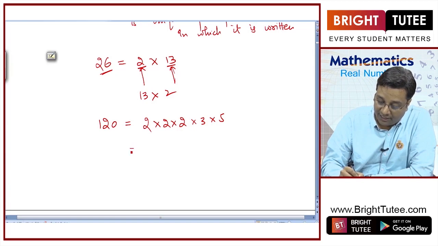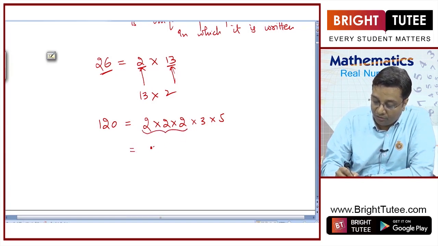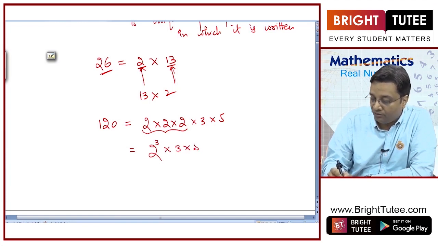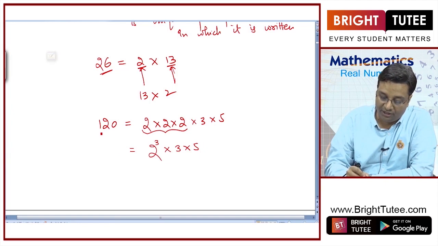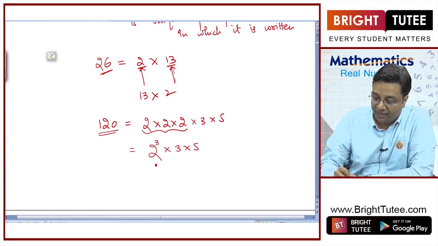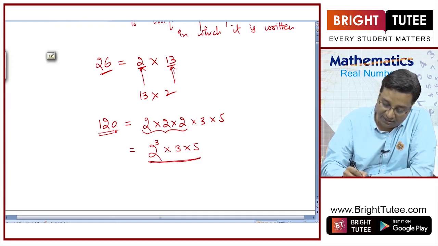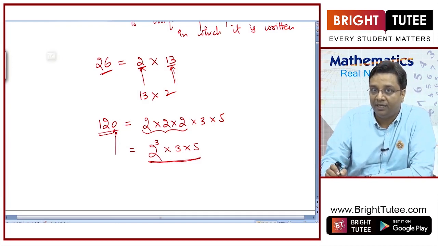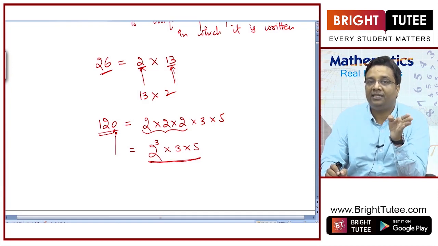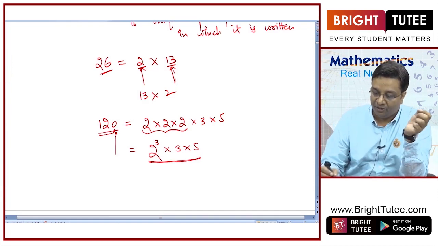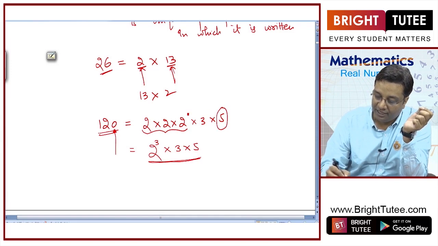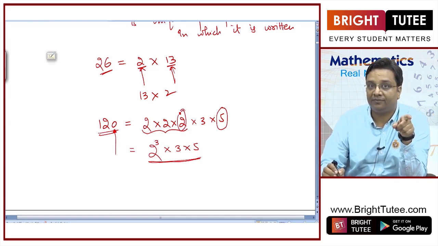Now you can write this in compact form by writing 2 into 2 into 2 like 2 raised to power 3 into 3 into 5. So this is the factorization of 120, and this is a unique factorization. And you should notice that there is a 0 in the end of 120, right? For a 0 to be in the end of any number, we need 5 and 2 as its factors, right?